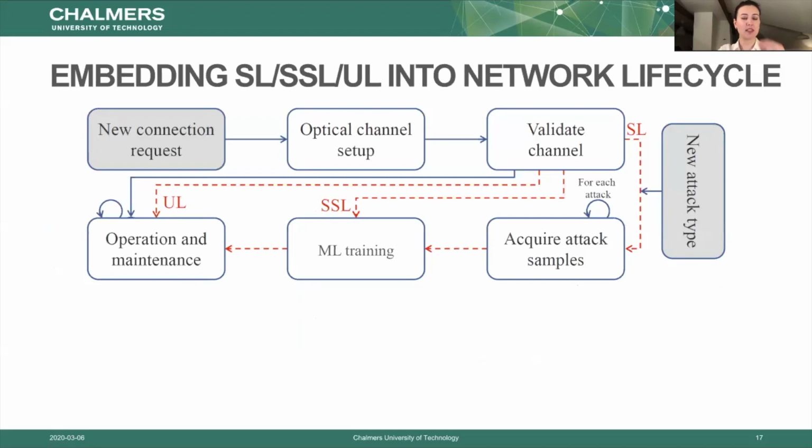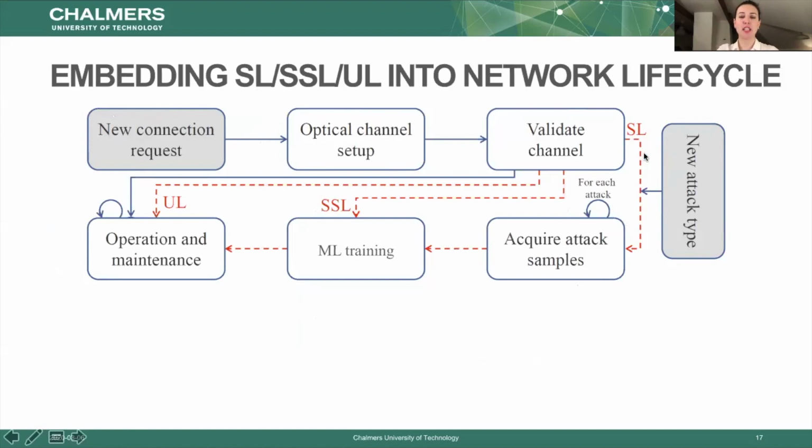So to illustrate the implications of these different techniques to the life cycle of the network, consider when a new connection request arrives or a new attack type becomes known. So basically, the first step is to set up an optical channel and to validate that the performance satisfies the requirements.